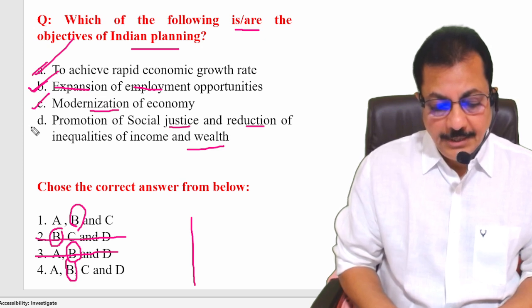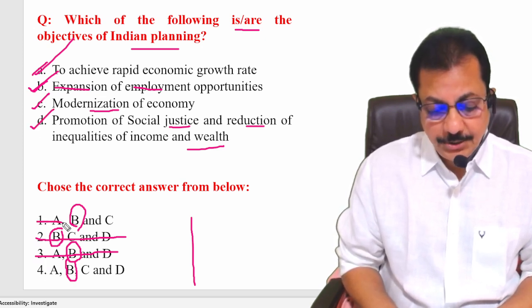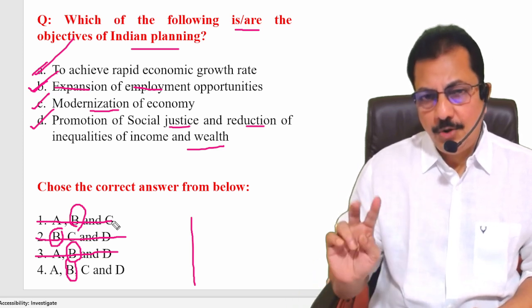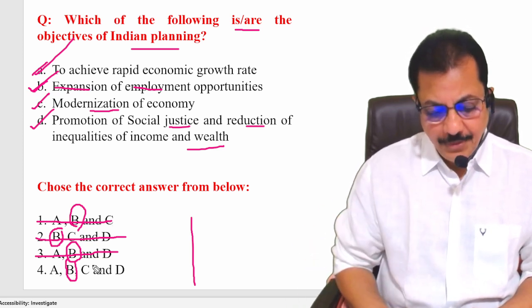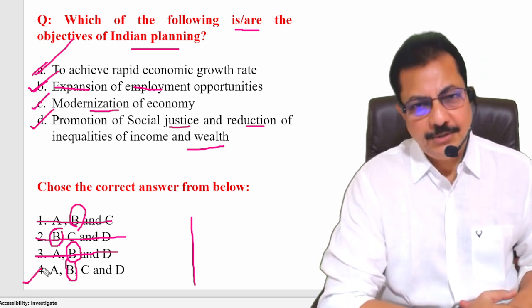So, D is also correct. So, obviously my answer is not option 1, not option 2, not option 3, but option 4 is our answer. That's it. You have come to a conclusion.